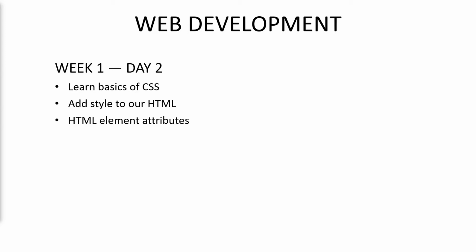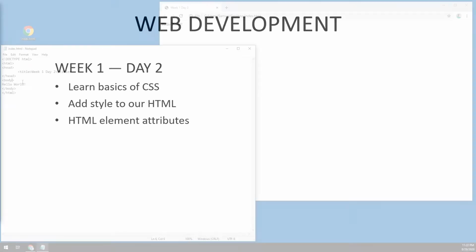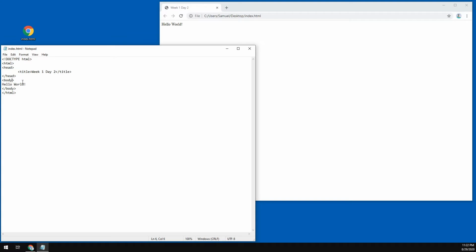In this video, we will be learning the basics of CSS. We're going to use that to add some style to our HTML, as well as learn what HTML element attributes are. To begin, we're going to add what's known as an attribute to the body element. We're going to add an ID attribute, as well as something called a class attribute.